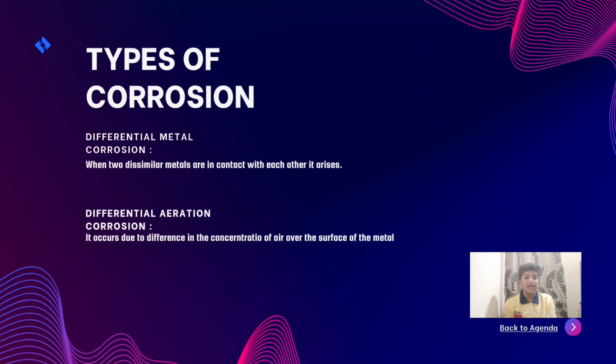So let's see about the types of corrosion. So there are two main types of corrosion. The first one is differential metal corrosion and the second one is differential aeration corrosion. Differential metal corrosion is defined as when two dissimilar metals are in contact with each other, the differential metal corrosion occurs. Differential aeration corrosion occurs due to the difference in concentration of air over the surface of metal.